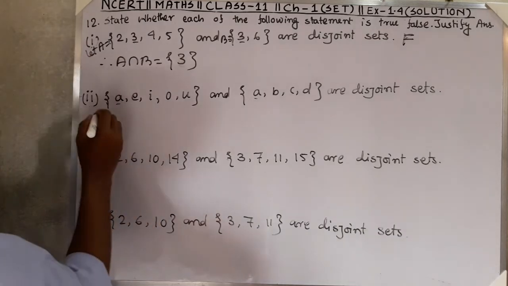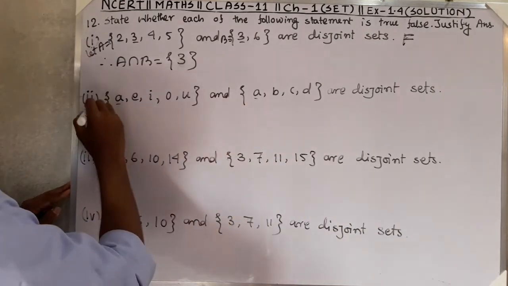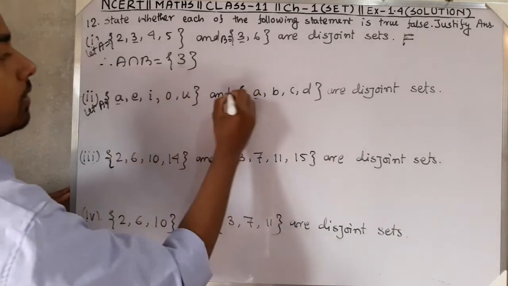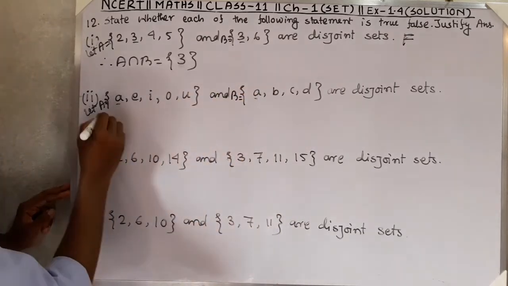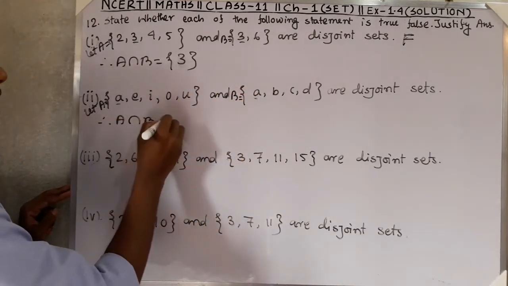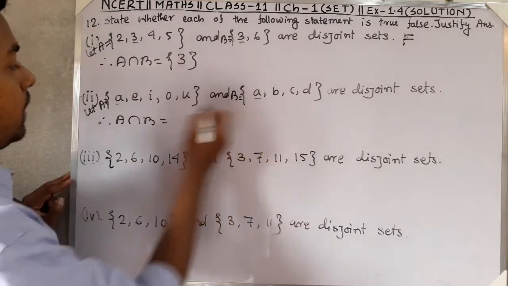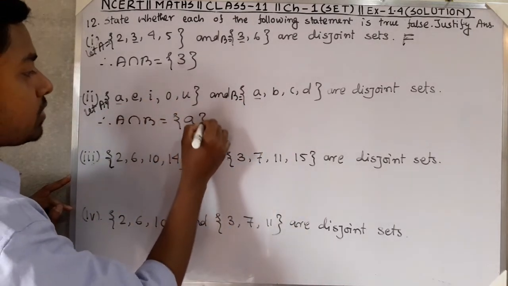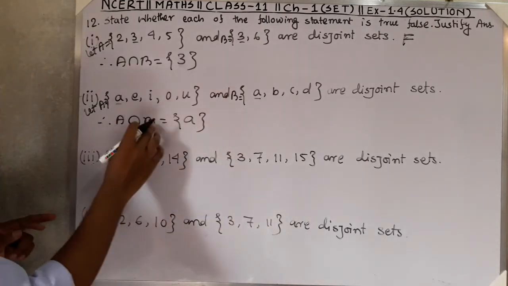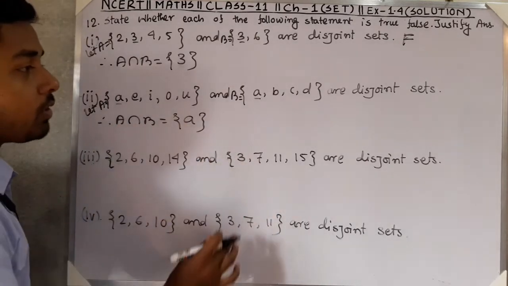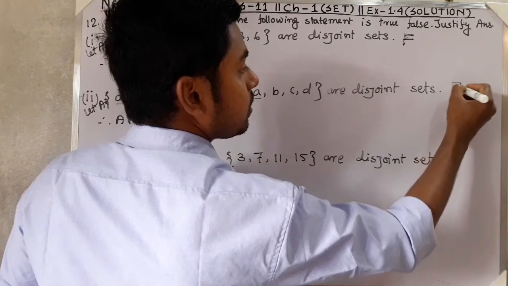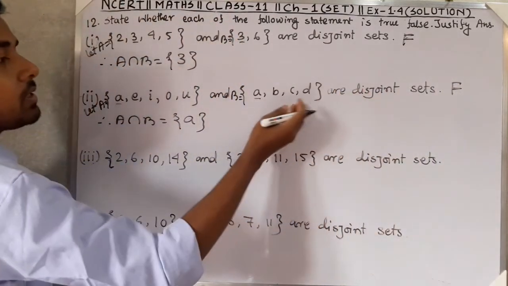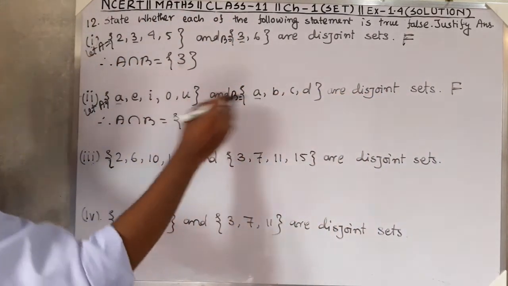Okay. Now the next one, disjoint, same thing. Let A and B, therefore A intersection B is equal to what? Yes, A is the common element. So it is also not empty. A intersection B is not empty, that means it is also false. Why? Because it is given that these are disjoint, but these are not disjoint sets.